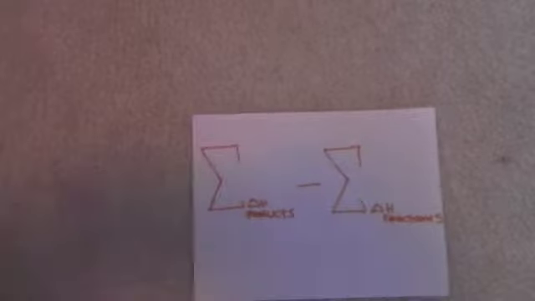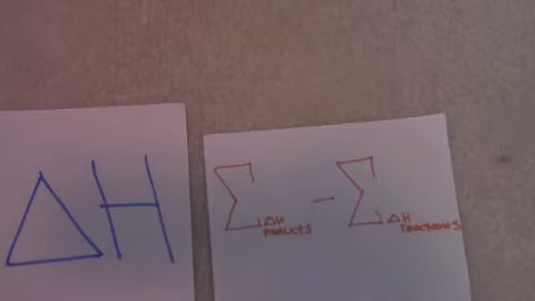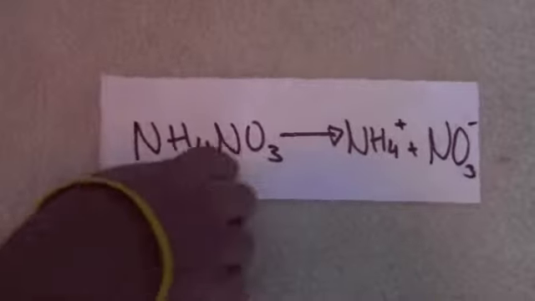The delta H equation to find is simply the sum of the enthalpy of the products minus the sum of the enthalpy of the reactants. Now let's do a quick demonstration to find delta H. First, we have a reaction. Now, in this reaction, you can see that ammonium nitrate is being dissolved into an ammonium ion and a nitrate ion. So here we have the different enthalpies.